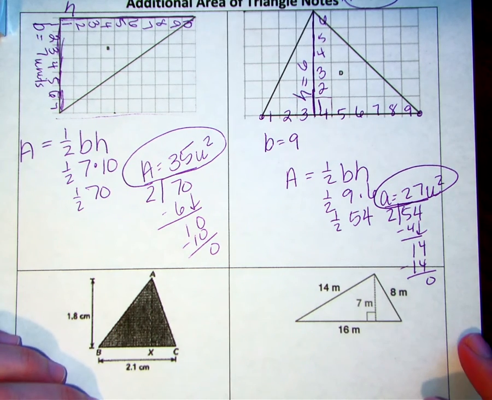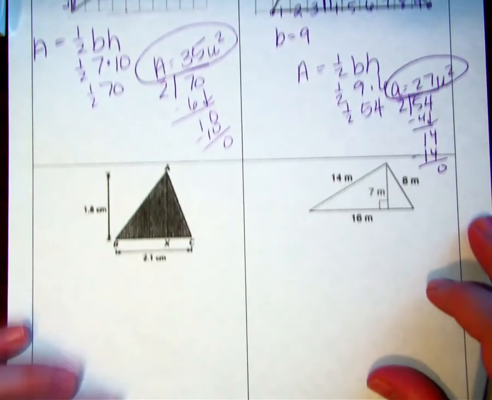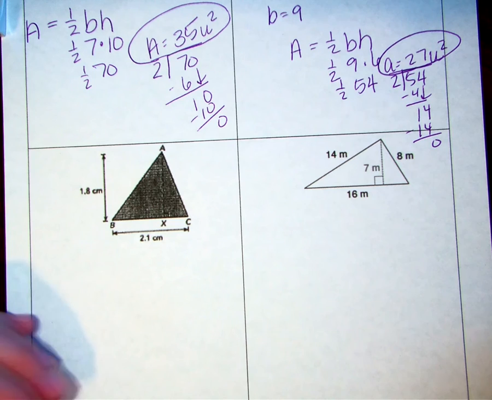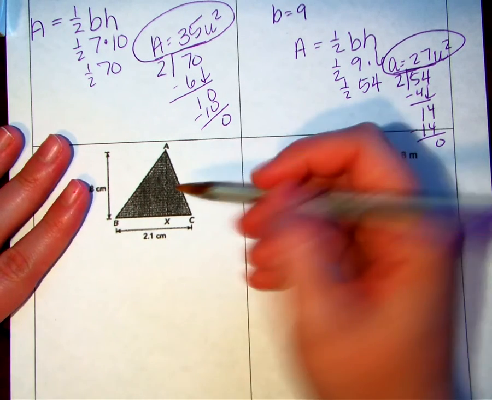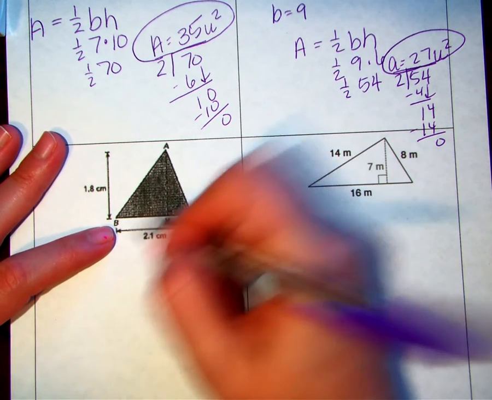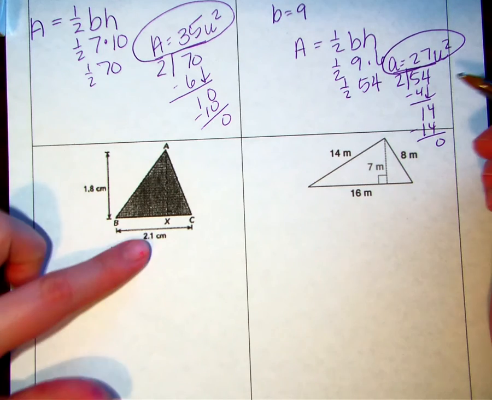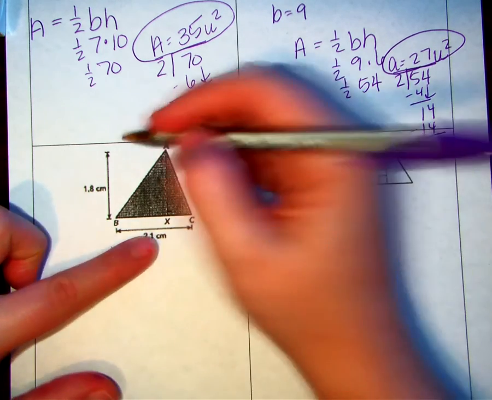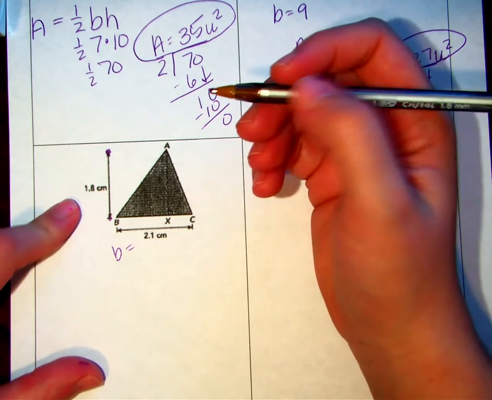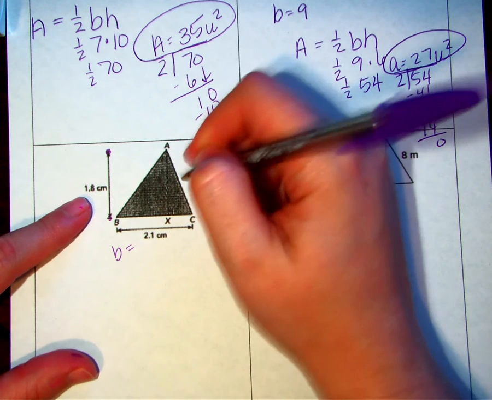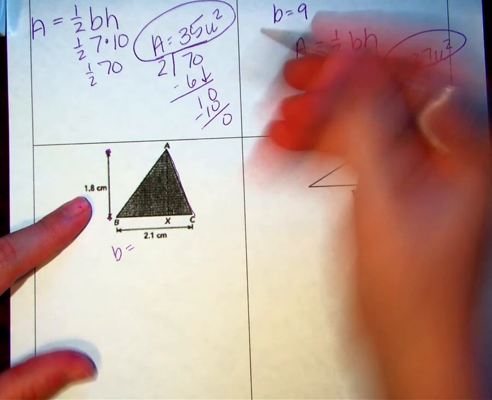Okay? All right, now the last two, these are two where the dimensions are given to you. This one, your base is given to you right here. It's 2.1 or 2 1/10. And from the very top of the triangle to the bottom of the triangle is 1.8. Now, if there was a number right here, from here to here, let's say that they did.